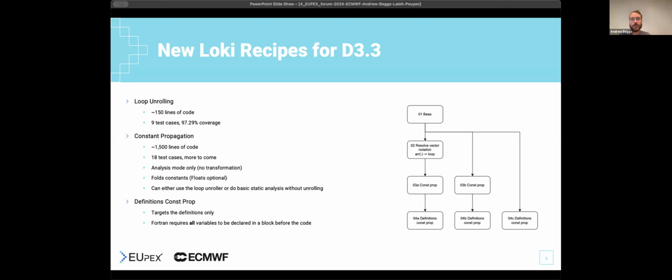And we also have definitions const prop. This one's a little bit cheating. Basically, for Fortran, you can't declare variables on the fly. You have to do it as one solid monolithic block at the start of your program. And for Loki, it looks at this block and the actual code as different sections. So definitions const prop will apply the constant propagation to this definition section.